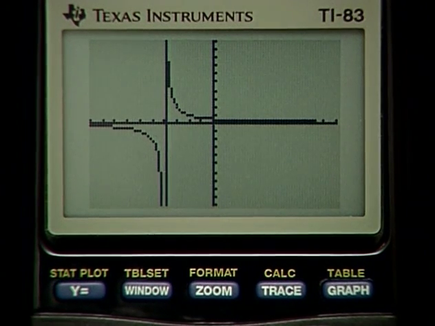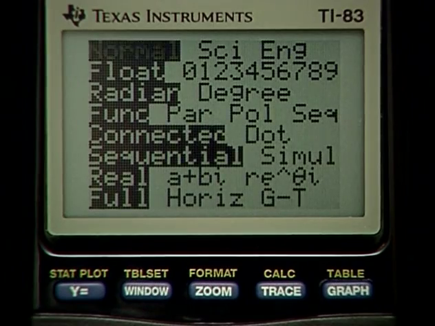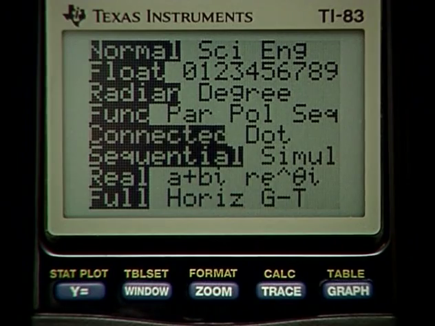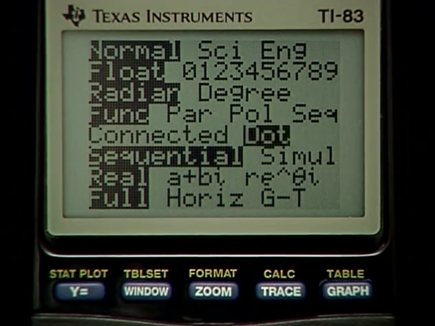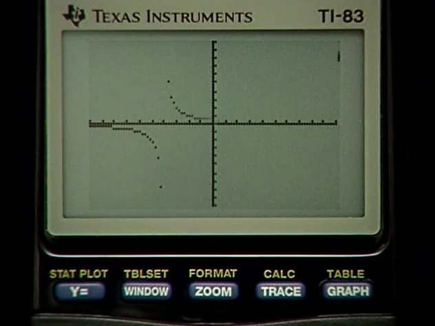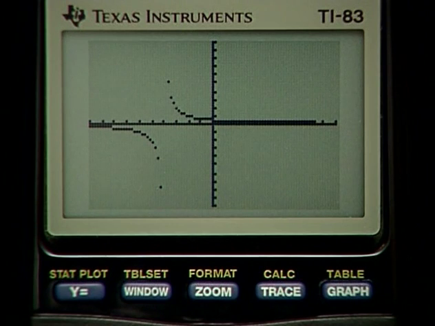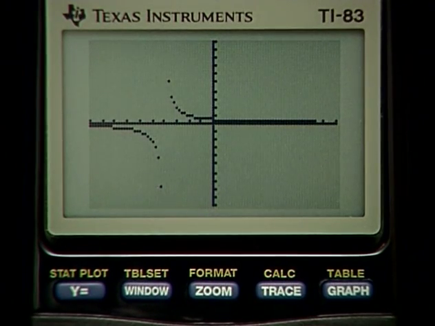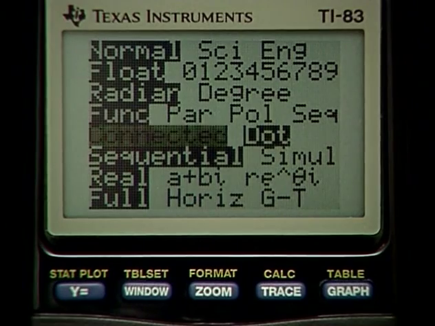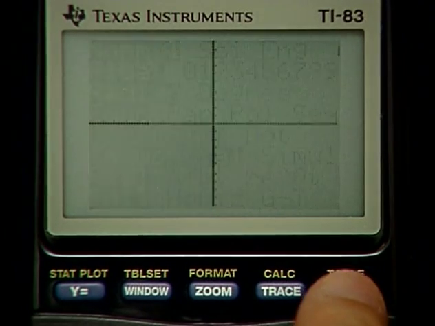If we press mode, this is the menu that shows up, and if we go down here to where it says connected and dot, now we're on connected mode right now, and if we go over to dot and press enter and then go back to the graph, we'll see that the graphing calculator is just placing a dot for f of each x value that it's stepping on. So the dots are not being connected here so much as they were before. Well, this seems to give us a rather incomplete graph, though. So let's go back to mode, cursor down to connected, and put it back in the connected mode. And here's the graph then once again.